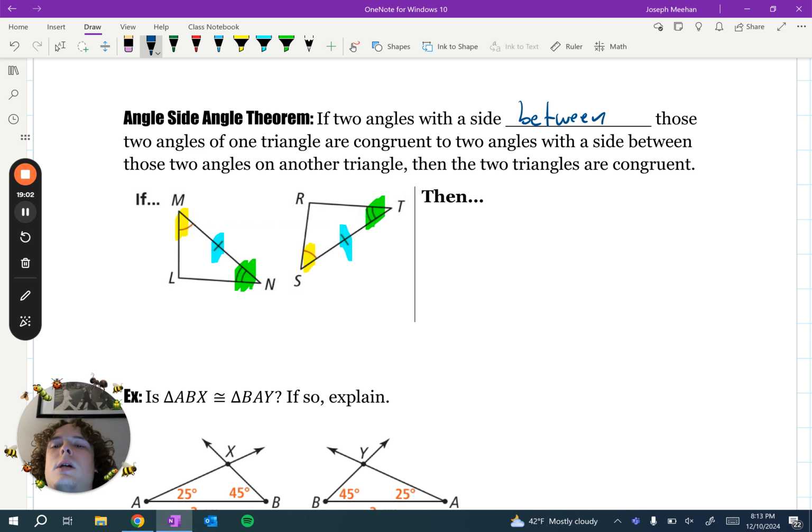So it's exactly like side, side, side, or side, angle, side, except now it's angle, side, angle. And angle, side, angle is another way to show triangles are congruent. So since we have angle, side, angle congruence there, we can say triangle LMN is congruent to triangle RST.